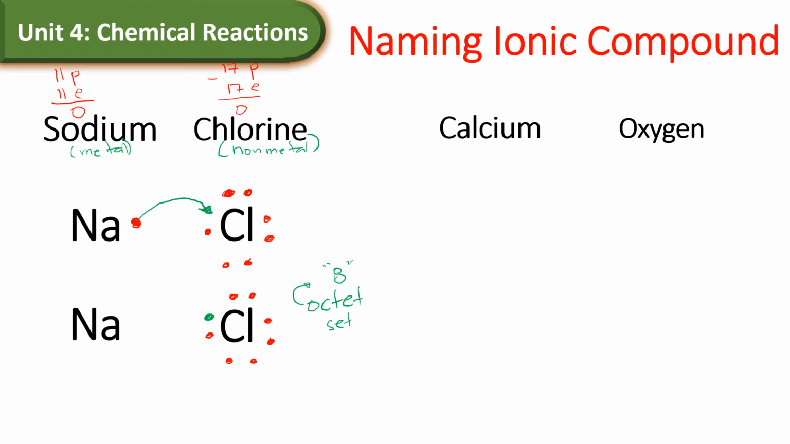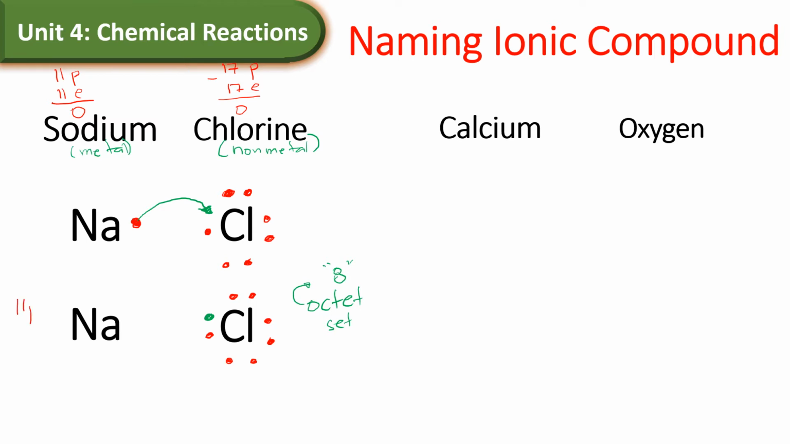So there are 8 valence electrons here. 1, 2, 3, 4, 5, 6, 7, 8. So we're in. What will happen to the charge of your sodium here? What happened to the charge? Since your sodium gives its valence electron to chlorine, its new charge will be this way.